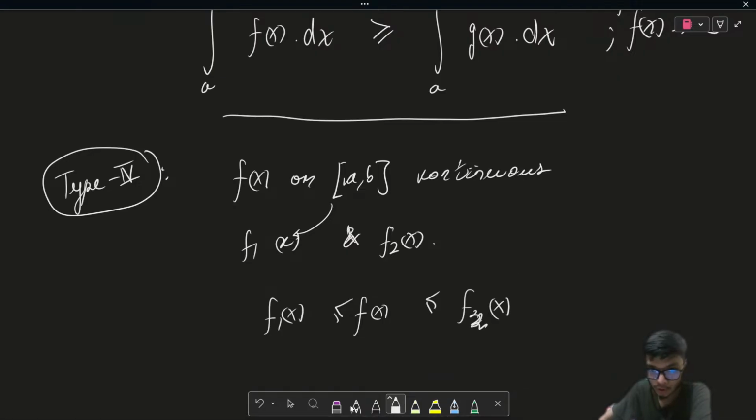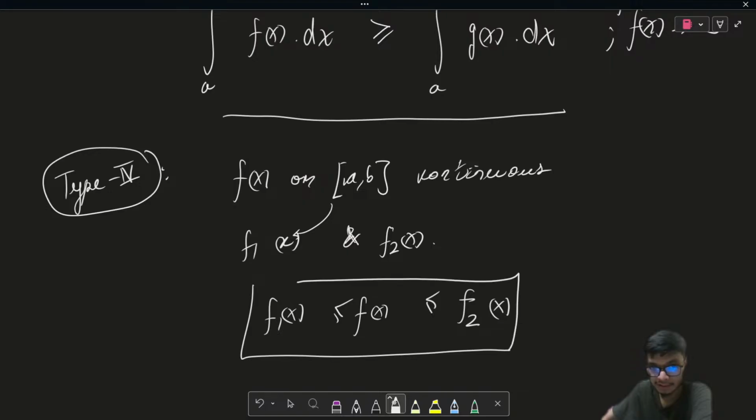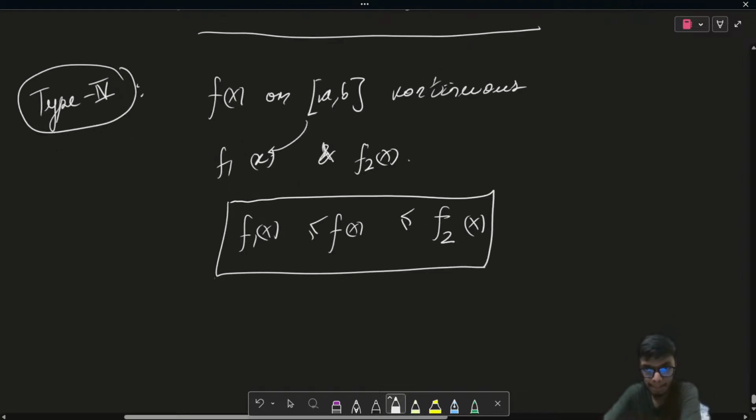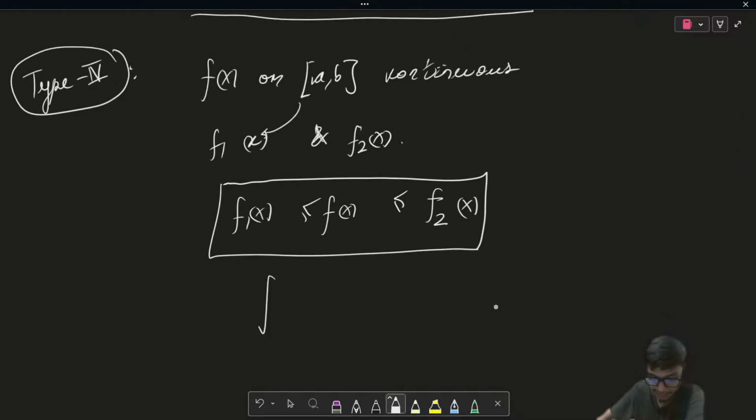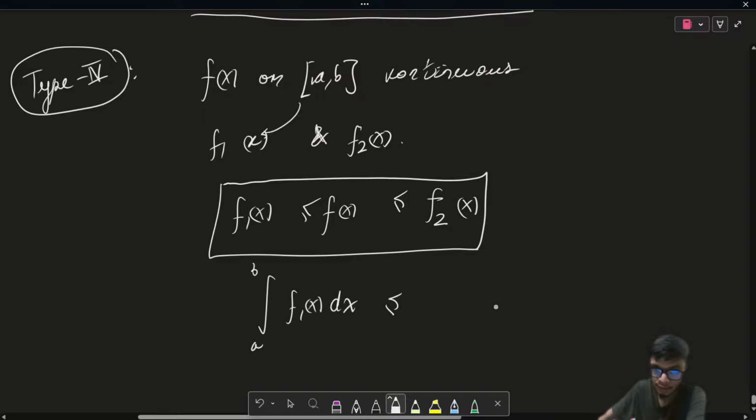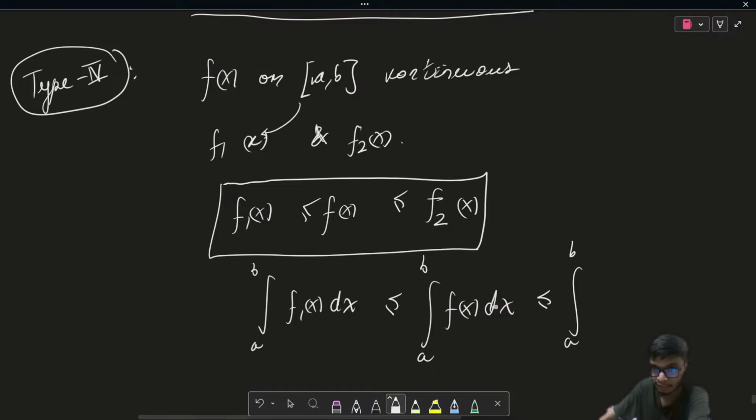So the upper bound and the lower bound of the function f of x are given by f1 of x and f2 of x. If I have this result for continuous functions, then if I integrate from a to b, these will be the bounds for the given integral of f of x. The bounds are as follows for f1 and f2.